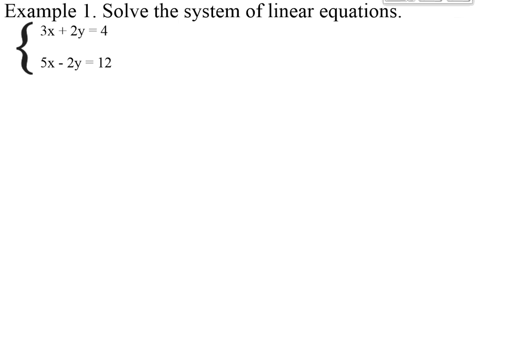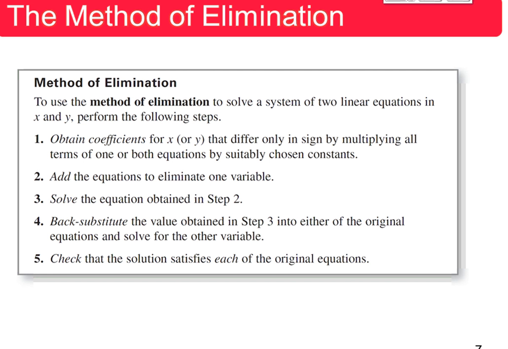I'll just read through it quickly with you, and you decide what you're writing for it. To use the method of elimination to solve a system of two linear equations in x and y, you perform the following steps. Step 1: obtain coefficients for x or y that differ only in sign by multiplying all the terms of one or both equations by suitably chosen constants. So that's where we multiply everything by something so that the x's are opposites or the y's are opposites.